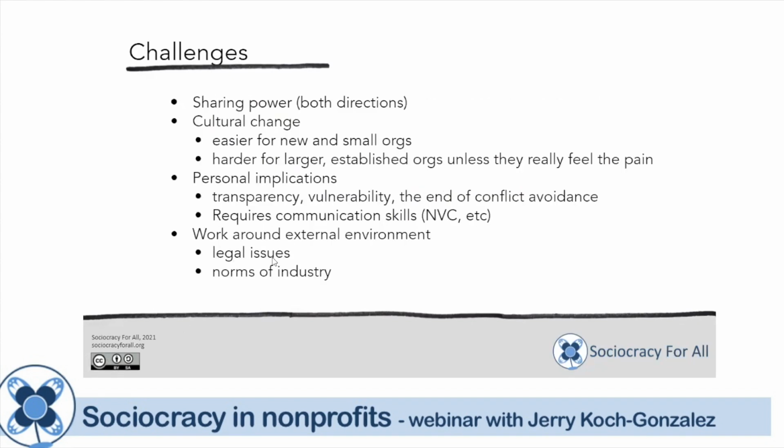Some of the challenges in bringing sociocracy to nonprofits. One is just the generic issue of sharing power. Those who traditionally are in positions of authority may have tendencies to be worried: those other people are also going to be making this decision with me. How's that going to work? What if I don't agree with them? So there are concerns about sharing power from those who traditionally have had it.